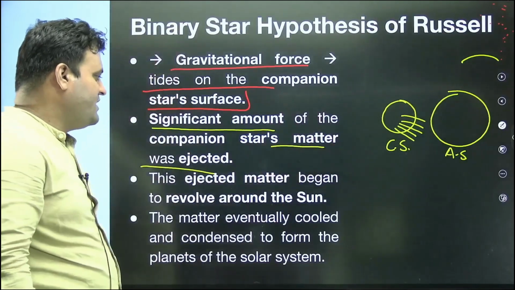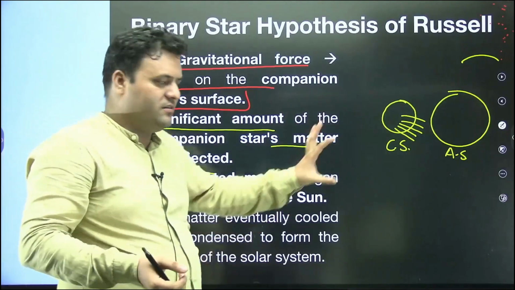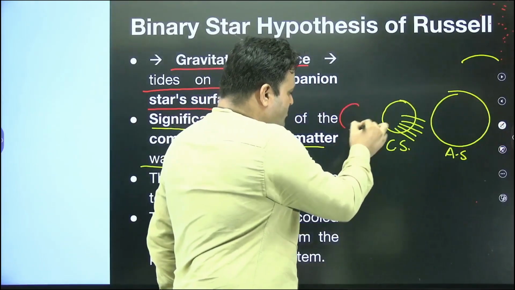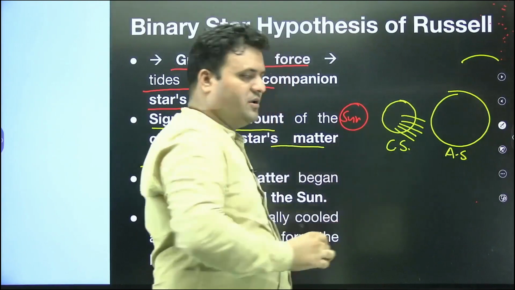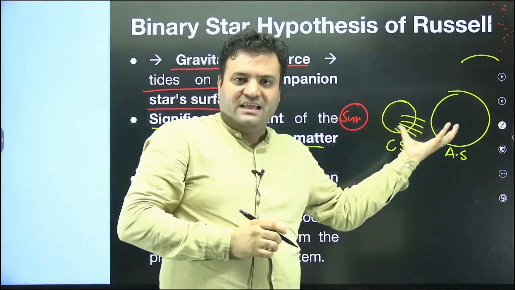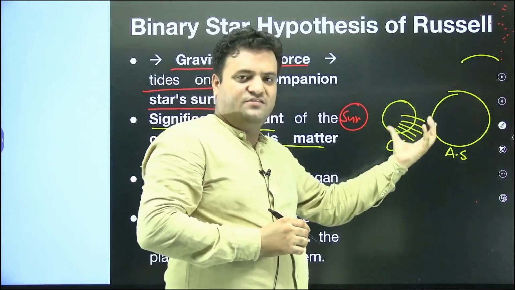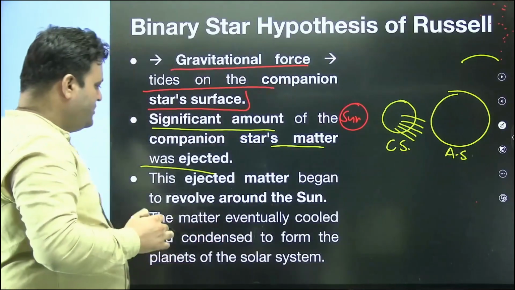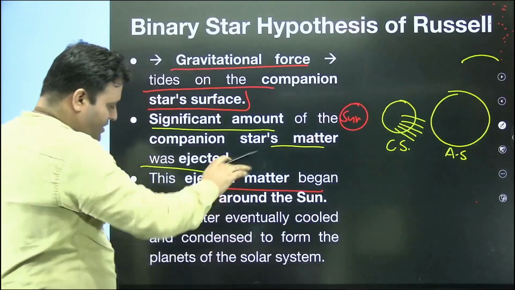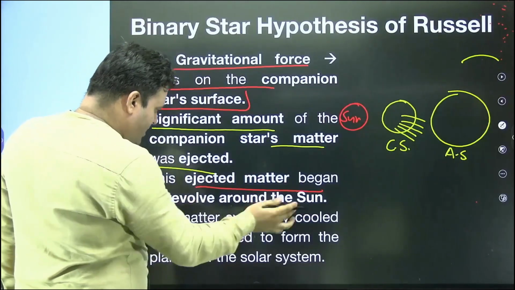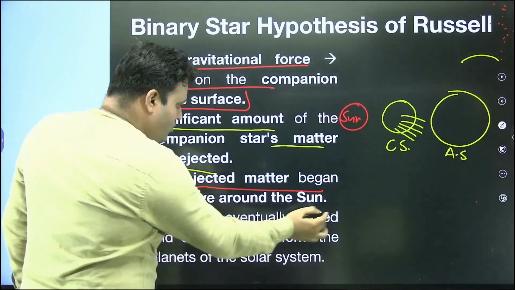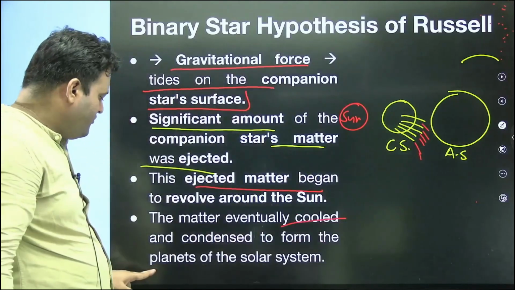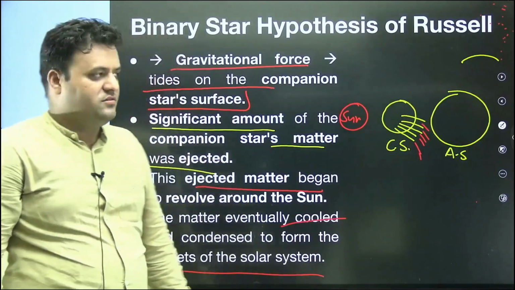This ejected material began to revolve around the sun. The sun is also there in this equation. I hope you remember, the sun was already there. The game of this gravitational pull and ejection is between these two stars, the companion one and the approaching one. So as this ejected matter began to revolve around the sun, the matter eventually cooled, and that led to the formation of planets in our solar system.